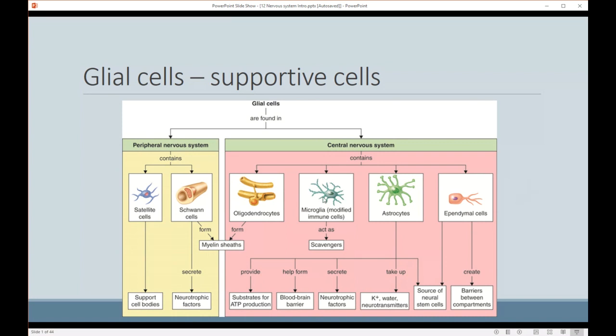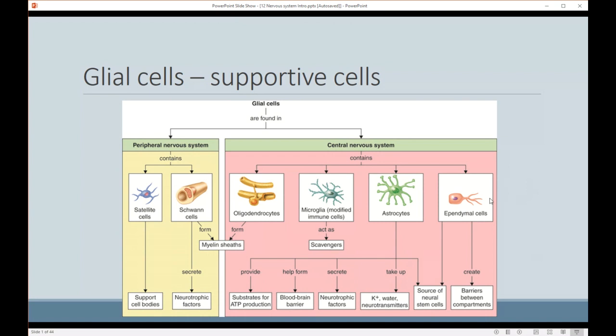In our central nervous system, we have oligodendrocytes. Those oligodendrocytes are doing the same thing as the Schwann cells, except they're in the central nervous system. Their big job is to insulate and form that myelin sheath. Okay. We also have microglia. Microglia are modified immune cells, and they act as scavengers. Okay. And we have astrocytes. Astrocytes are named astrocytes because they are star-shaped. They are sort of taking up all that extra potassium, neurotransmitters.